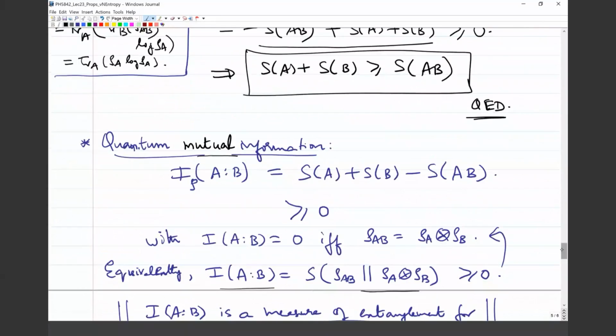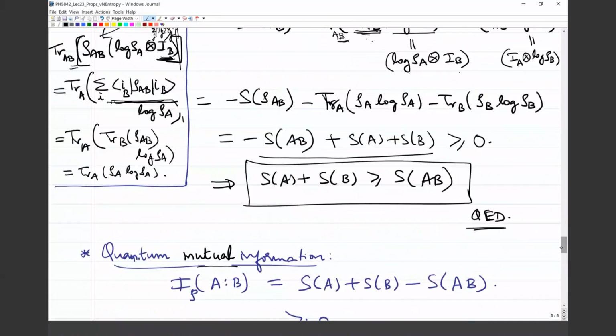So we already showed this in proving subadditivity. In fact, the proof of subadditivity is just the positivity of this quantity. And this quantity, you can either view as a relative entropy between the joint and the tensor product of the marginals, or you can view it as the mutual information between these two subsystems. Okay? Clear?